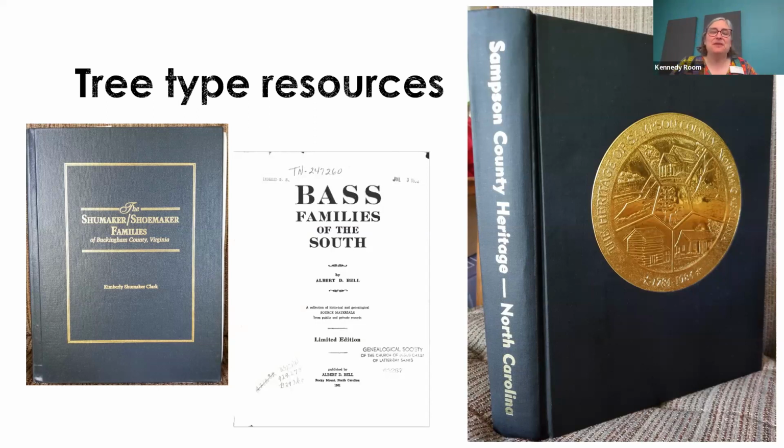So, well-researched. And then the Sampson County Heritage Book, North Carolina particularly has these heritage books, and people submitted little family sketches for them, which are only as good as the information the person writing the sketch has. Again, they can be great clues. Some of them are fantastic. Some of them are really nice little stories. So, county histories are the same way.